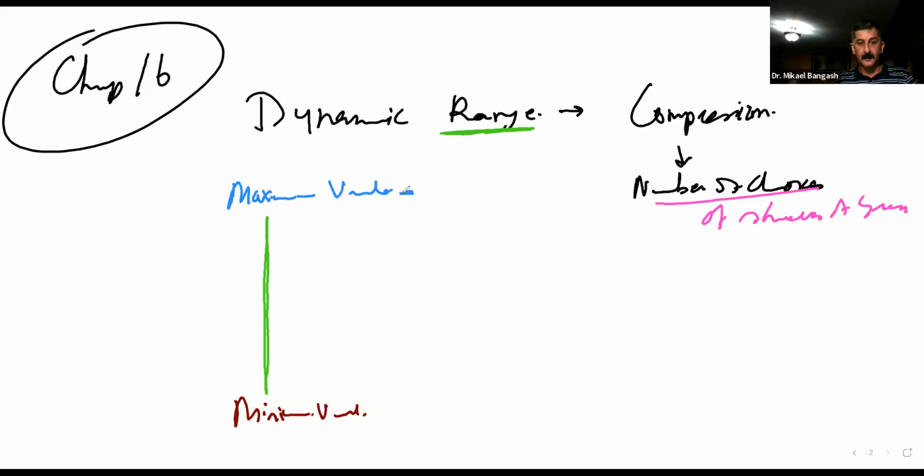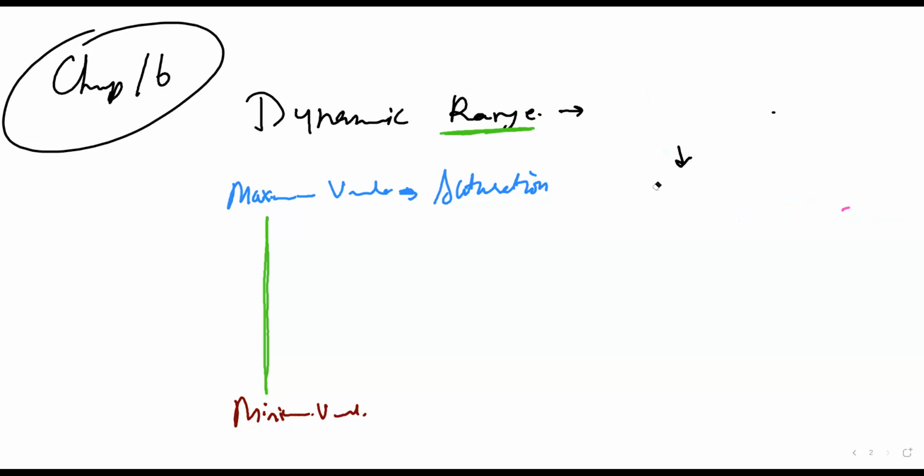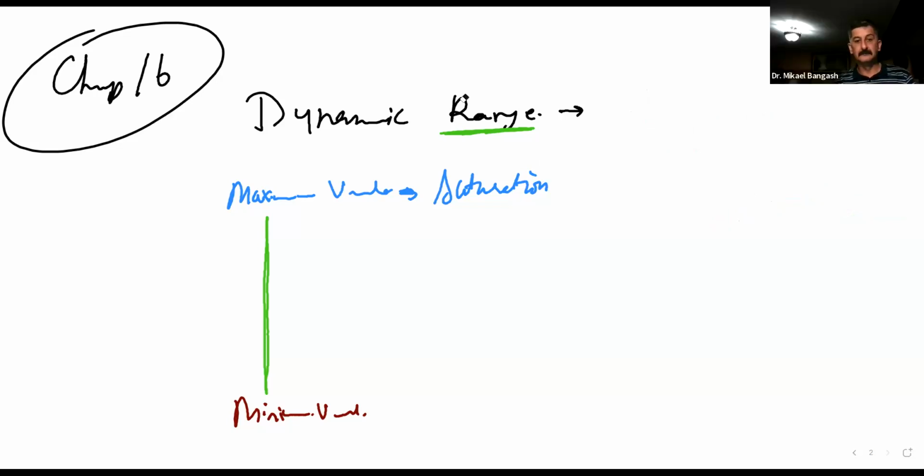Now, as far as the dynamic range is concerned, whatever is the maximum value of the range is going to be called saturation. Is that clear? Can you say what it's going to be called again? Saturation. Thank you. Mainly it means once the maximum capacity of the class has been met, right?